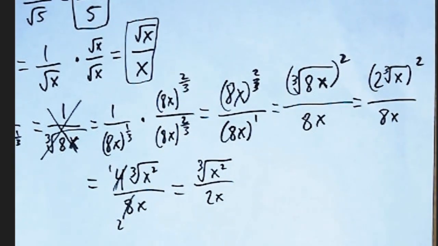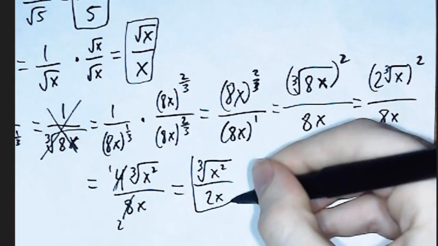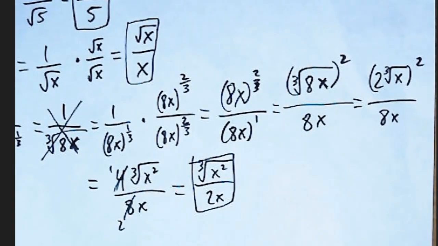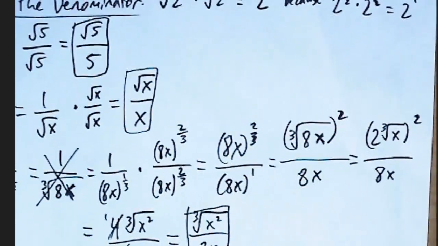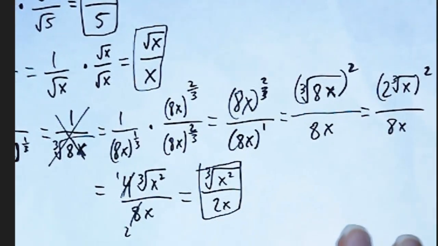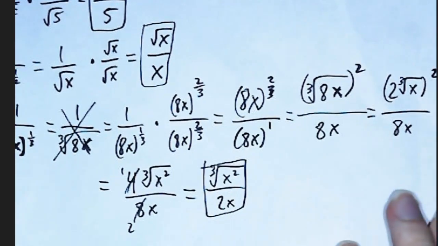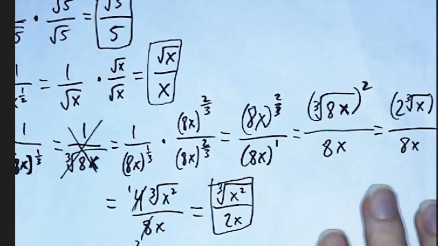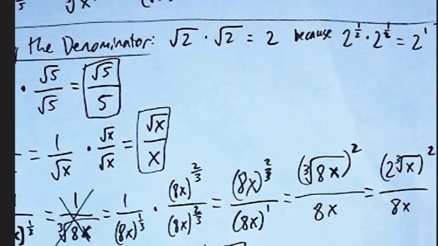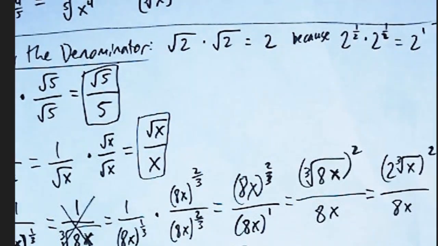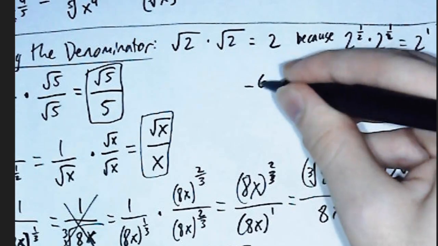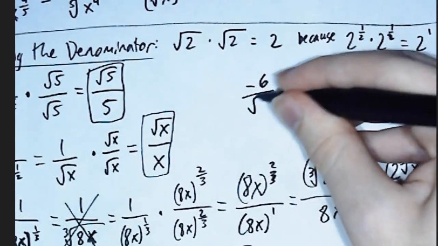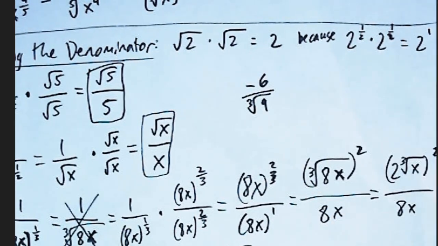Okay. Now we're done. Okay. We have a couple more. Actually, we have one more to do. And it is over here. It is negative 6 over the cube root of 9.